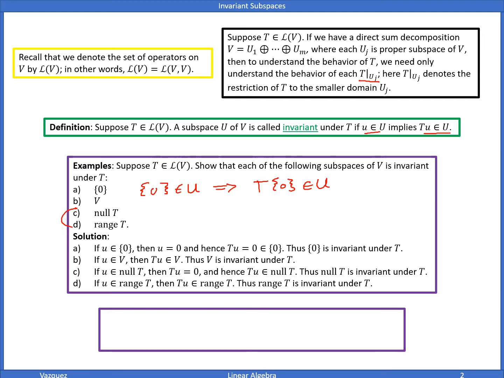But last example, suppose that T is an operator that maps from the vector space of all polynomials with real valued coefficients, and we define that operator by mapping a polynomial p and then just taking its derivative. So is this invariant under T? Well, let's see.